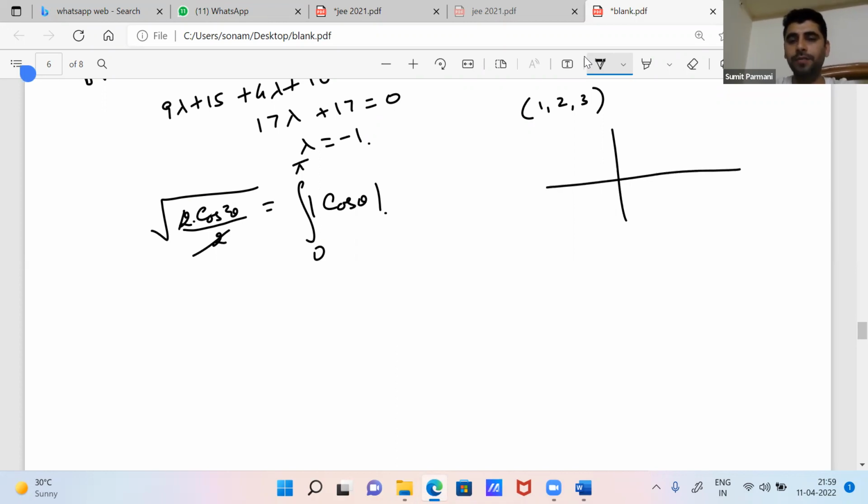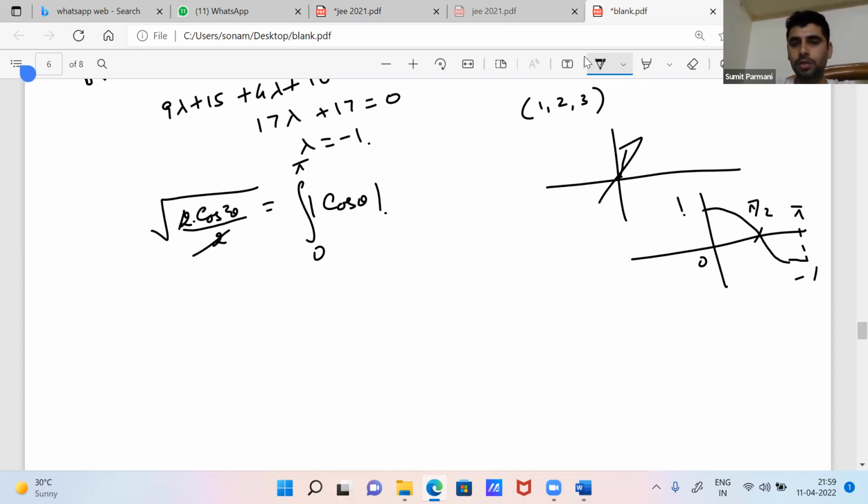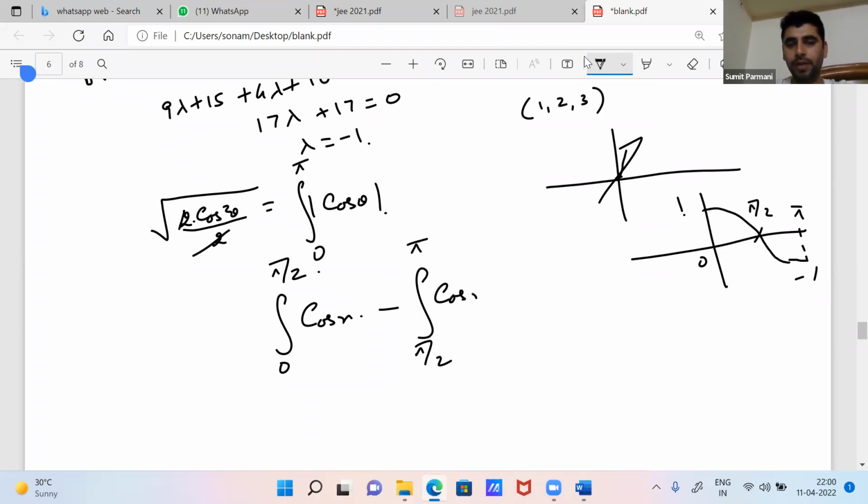I'm drawing the graph. This is the graph of cos. At 0, it is 1. At pi by 2, it is 0. And at pi, it is minus 1. Okay. So between 0 to pi by 2, take it positive, that is cos x. And between pi by 2 to pi, take it negative, that is minus cos x.